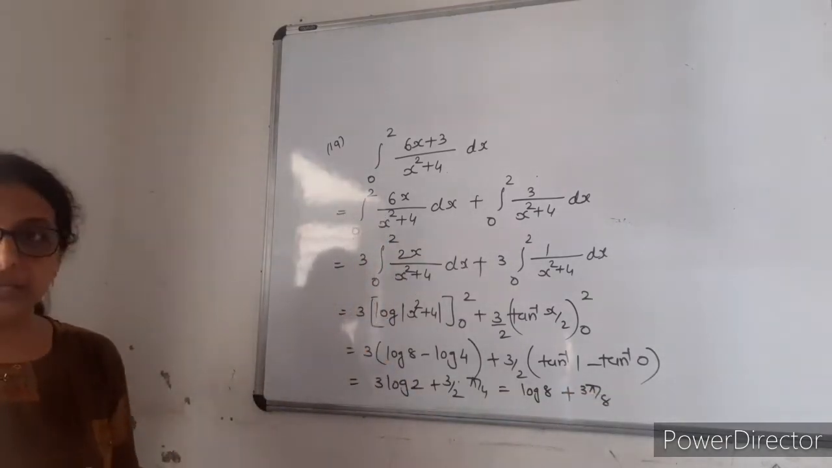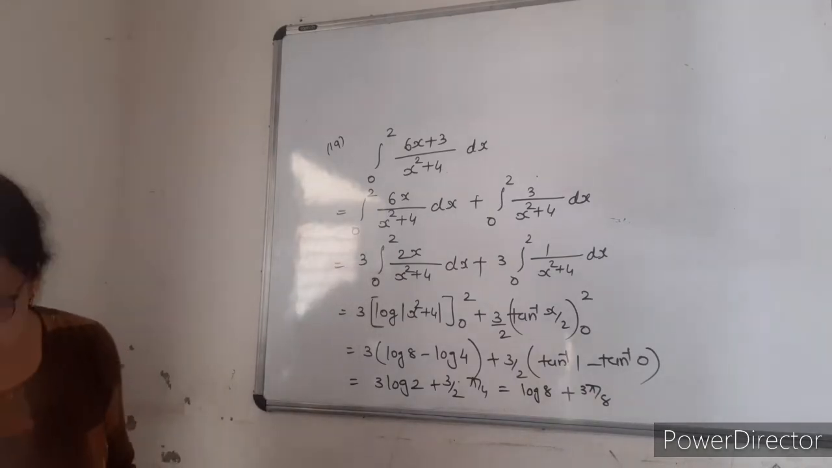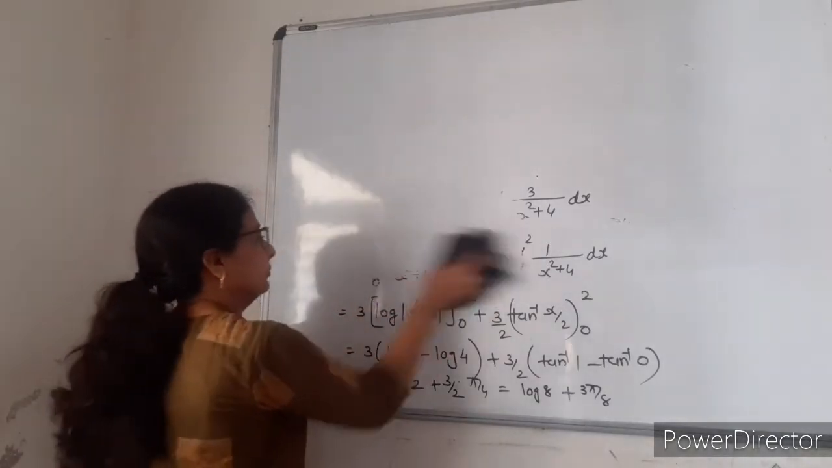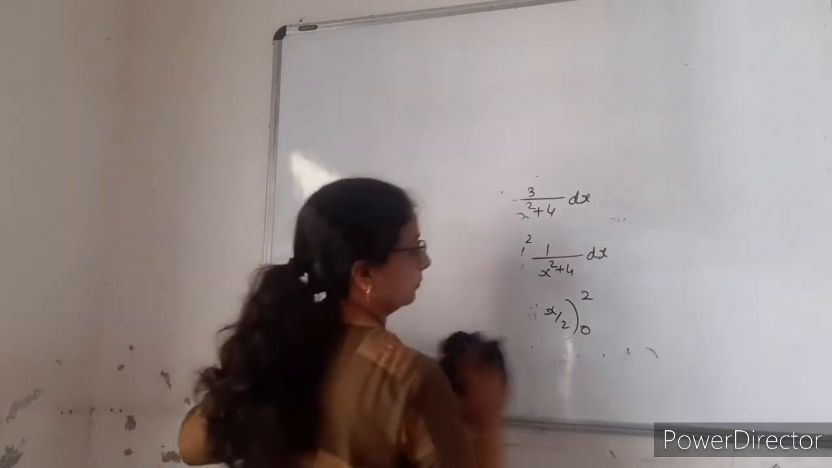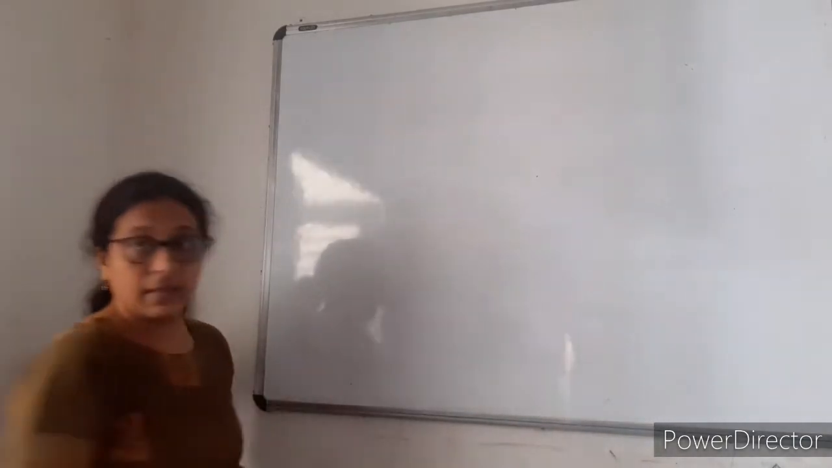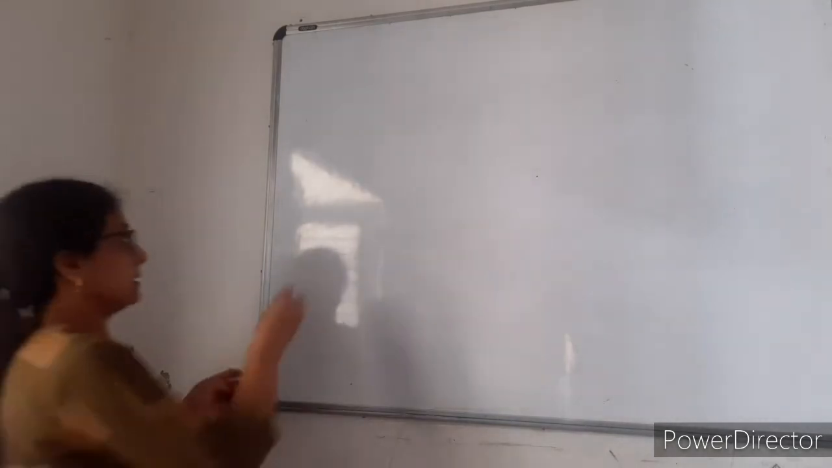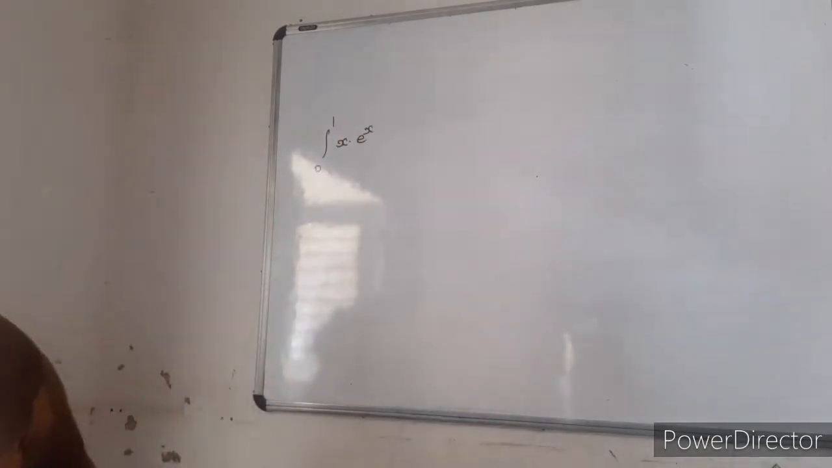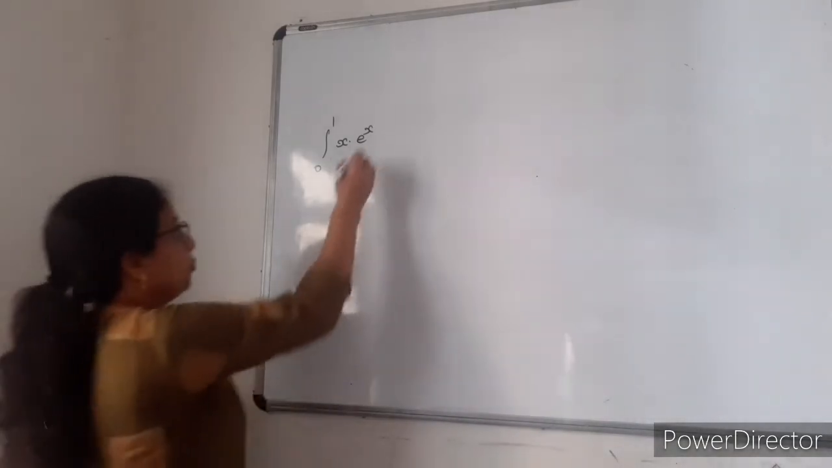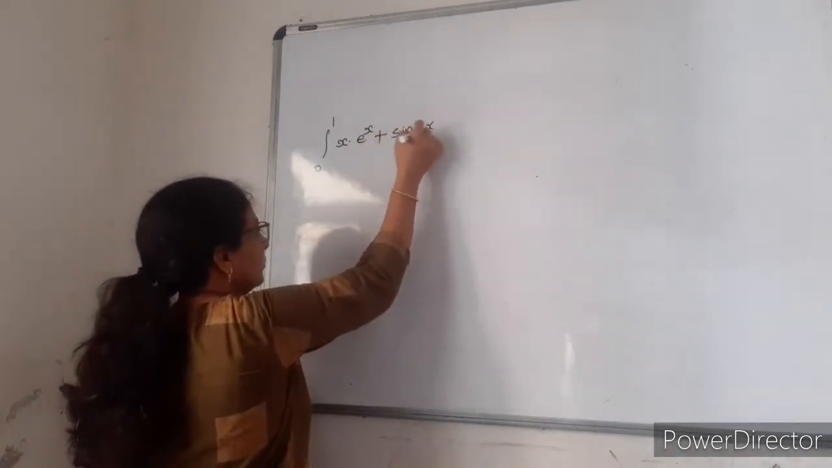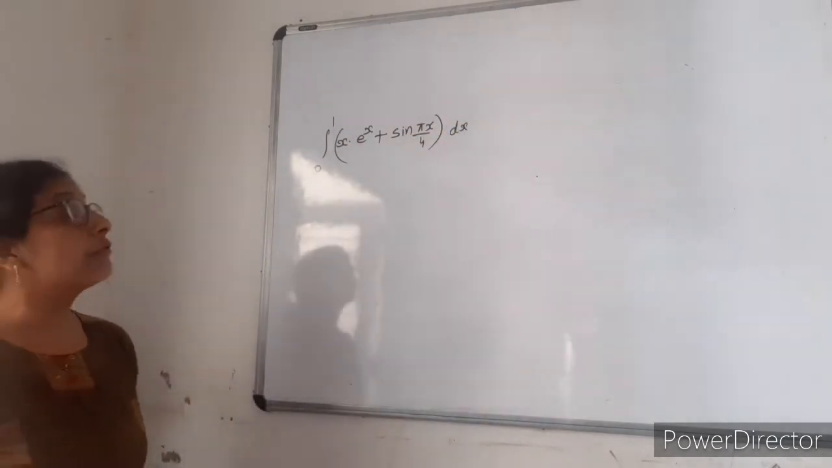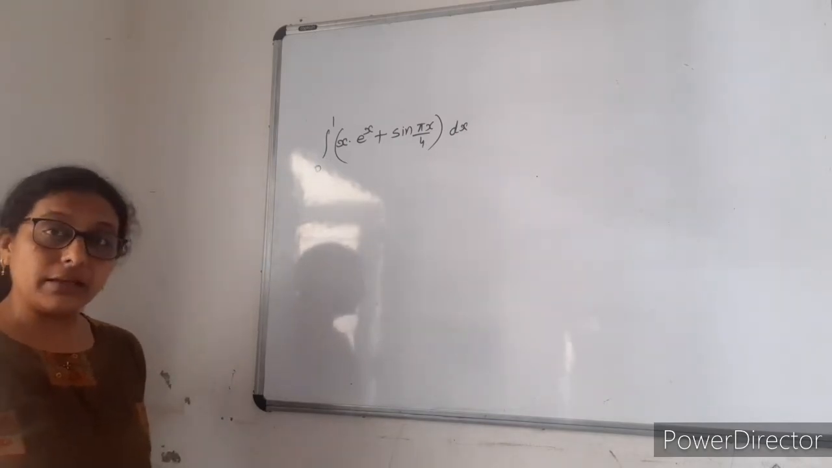Understood everyone? Yes. So now we'll go ahead. This is our question number 19. Then question 20 is the integral from 0 to 1 of x e raised to x plus sin pi x by 4 dx. These are the addition of two functions, so we just separate the integration first.